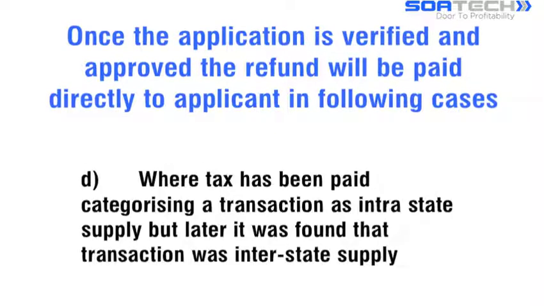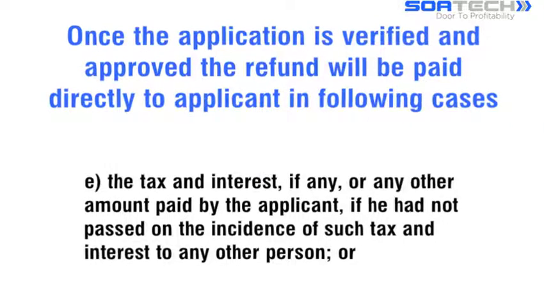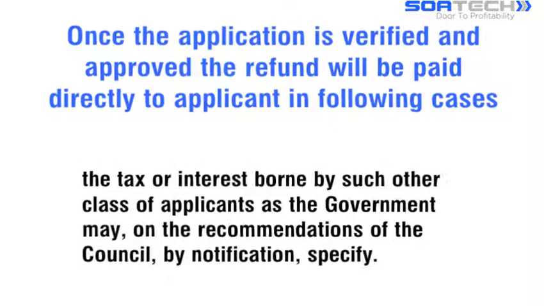issued. D. Where tax has been paid categorizing a transaction as intrastate supply but later it was found that the transaction was interstate supply. E. The tax and interest, if any, or any other amount paid by the applicant, if he had not passed on the incidence of such tax and interest to any other person, or the tax or interest borne by such other class of applicants as the government may, on the recommendations of the Council, by notification, specify.